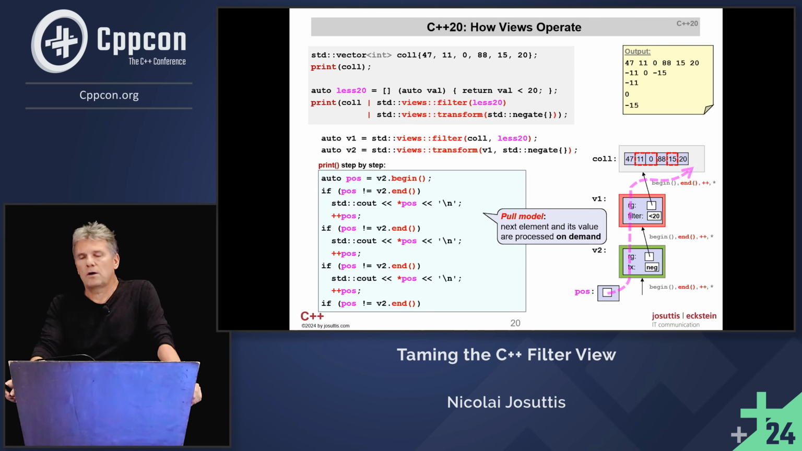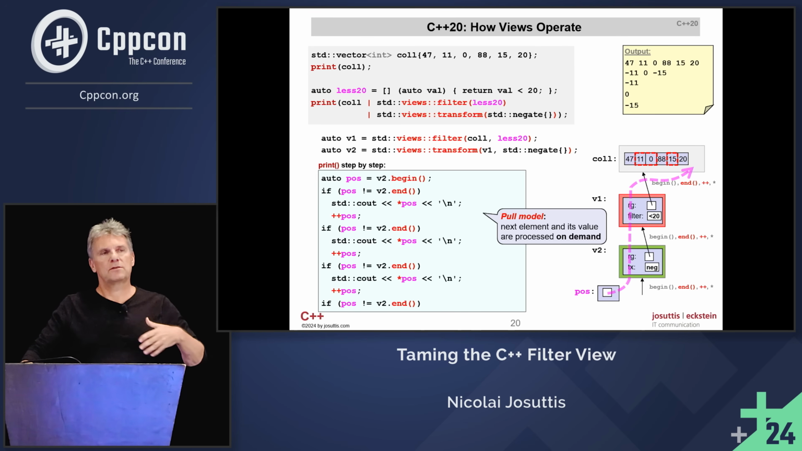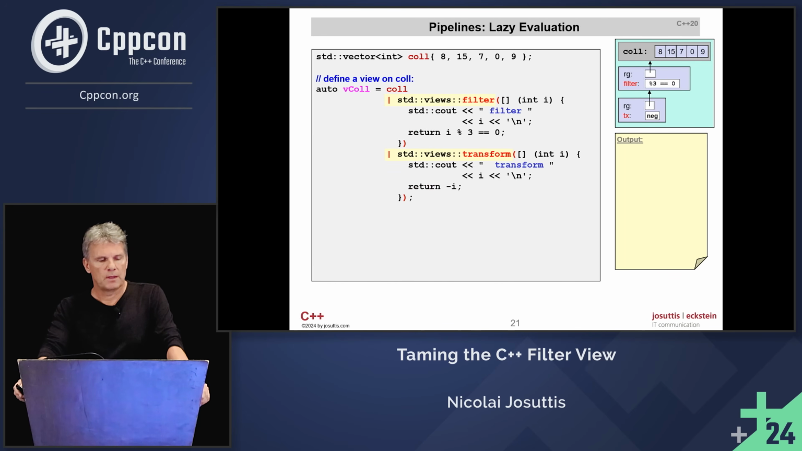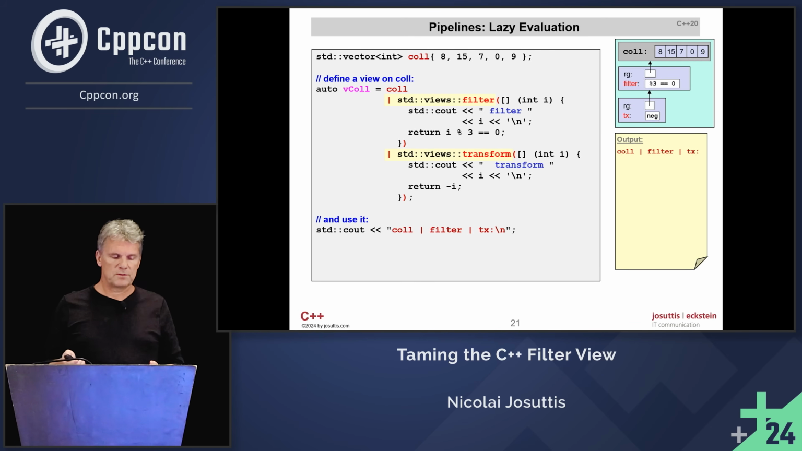So this is what we call a pull model. The next element and its value are processed on demand. That's a totally different approach than in Unix, where we have the push model. Good. You can see the same with some output. Let's have some output in the filter and the transformation.